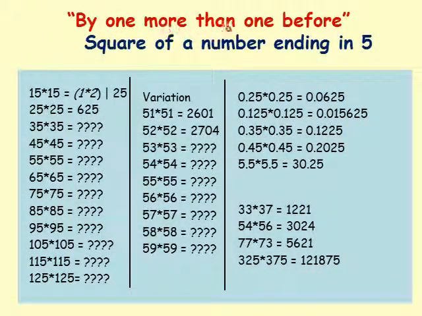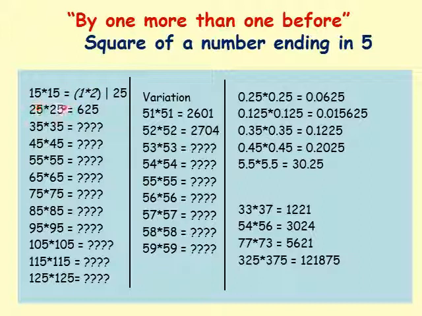Now let's look at examples here you can do. We have a sutra, square of number ending in 5. The sutra is 'by one more than the one before'. So if I say 15 times 15, we're trying to do a square of 15, and 5 and 5 are 25. That's the result on the right. On the left we have by one more than one before. So 1 times 2 on the left. So 15 times 15 is 225.